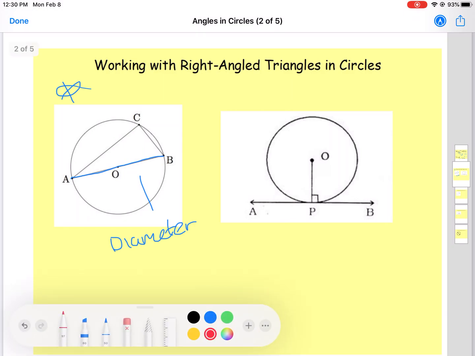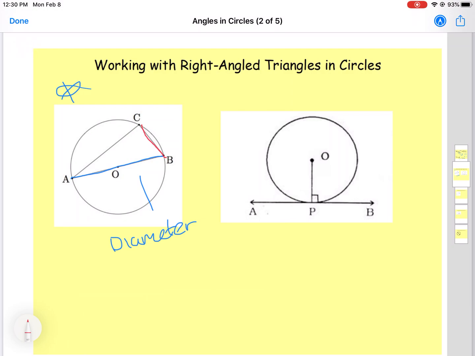And in the particular case where we have two lines that meet at either edges of the diameter, so they come from both sides of the diameter, and they meet on the circumference, they actually form a right angle on the circumference there. No matter where the two lines come from, no matter where the two lines meet on the circumference, as long as they come from either side of the diameter, they will make a right angle.